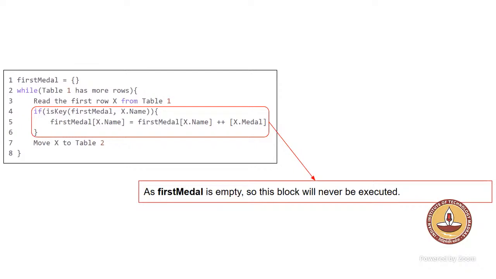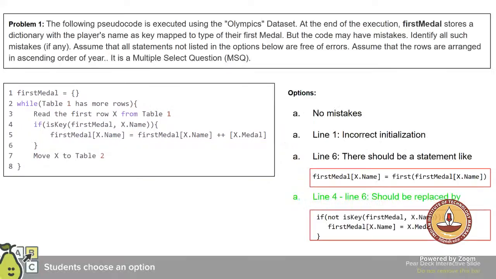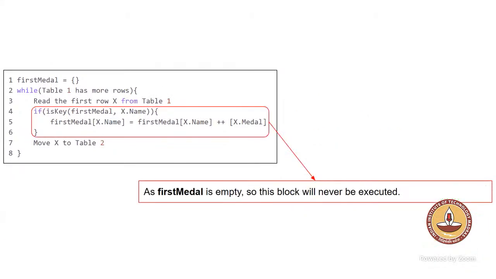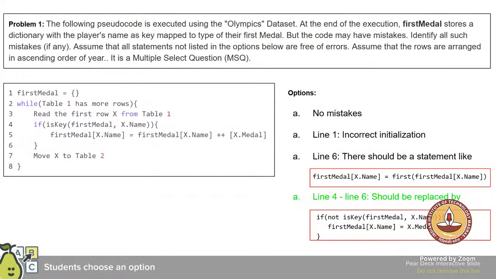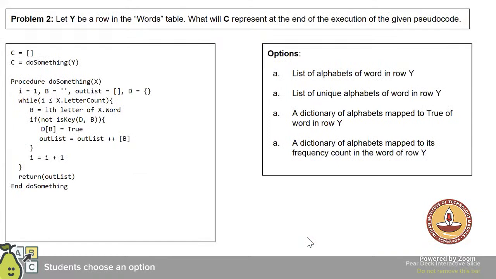So first medal is empty. That means this block will never be executed, because is key will return false every time, only because it is empty. Right? First medal dictionary is empty. So that block will be executed. So the answer is line 4 to 6 should be replaced by that code block. Even if we replace it by this value, it won't be executed. And in order to achieve the desired thing, it should be replaced by the last option. Yeah, please solve this.